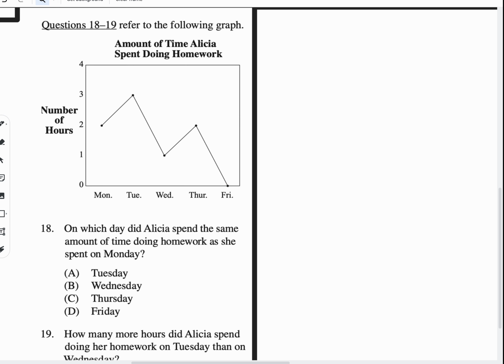Now let's take a look at number 18. On which day did Alicia spend the same amount of time doing homework as she spent on Monday? Here we can use the graph. We'll find the number of hours Alicia spent doing homework. On Monday, she spent 2 hours.